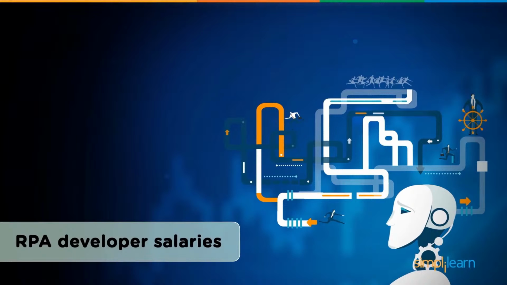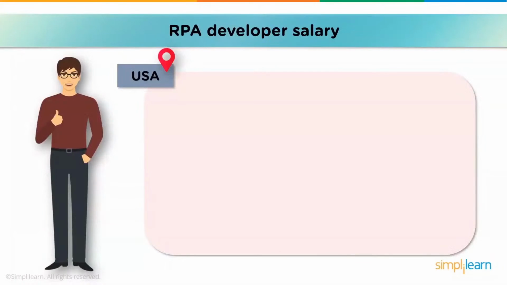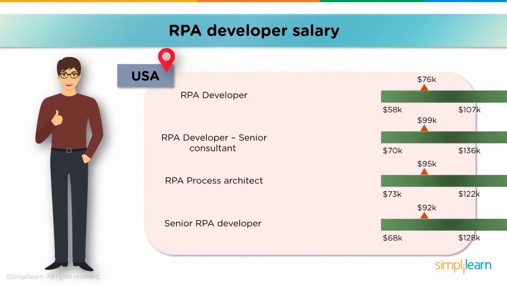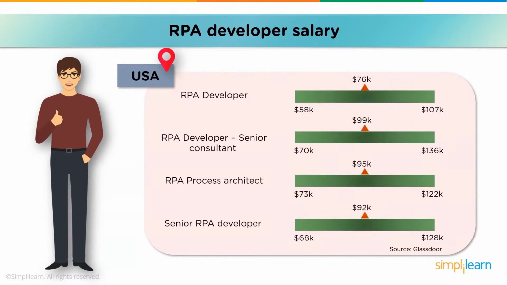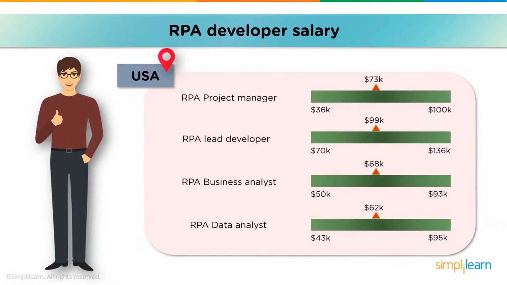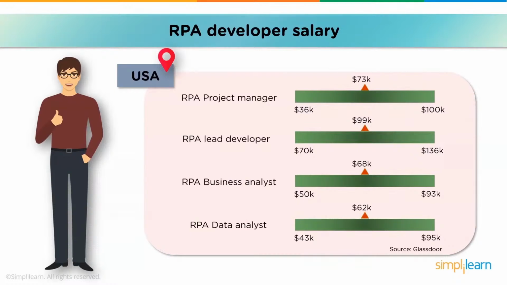Now, the salaries will differ depending on your location, your experience, and also the designation. Now, in the US, here are the job salaries and the roles. According to Glassdoor, an RPA developer in the US earns around $76,000 US per year. An RPA developer senior consultant earns around $99,000 US per year. An RPA process architect earns an average salary of $95,000 US, and a senior RPA developer earns an average salary of $92,000 US. An RPA project manager earns around $73,000 US per annum.